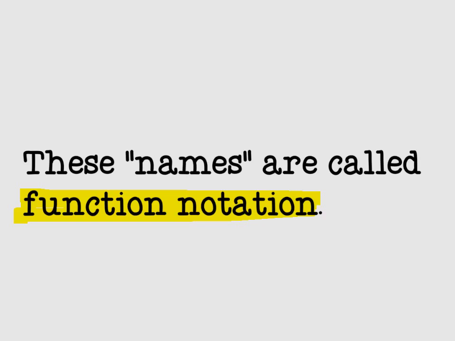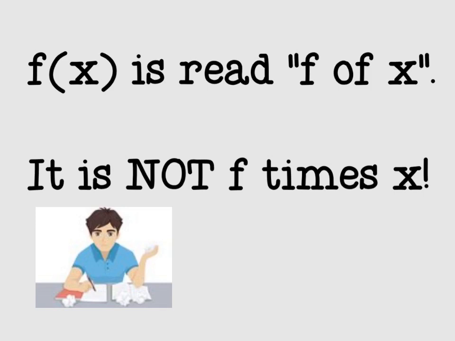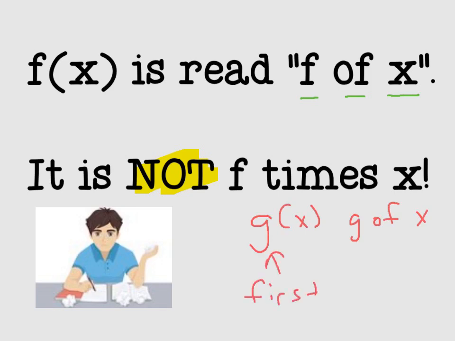These names are called function notation. F parenthesis x is read f of x. It is not f times x. Be very careful with this. This one would be called g of x. It's like giving a first name and a last name.